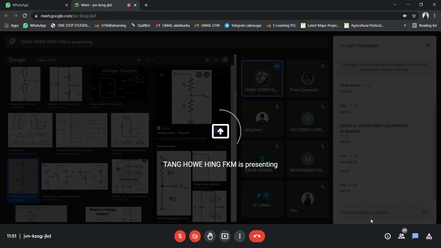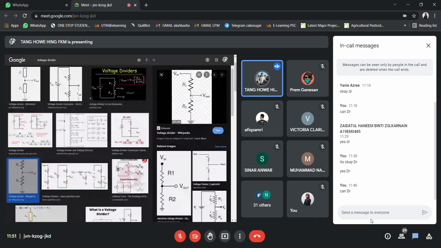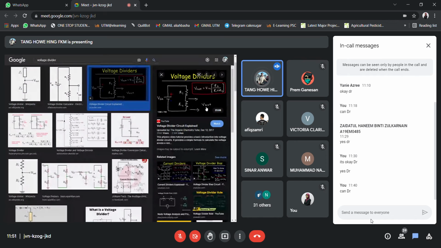All right, so this is a voltage divider. You can see that two resistors are connected in series, and the output is extracted from the connection between R1 and R2. The voltage divider can be calculated as R2 divided by R1 plus R2, and the output voltage will be equal to the input voltage multiplied by this resistance ratio. So this is the voltage divider. Everyone clear?